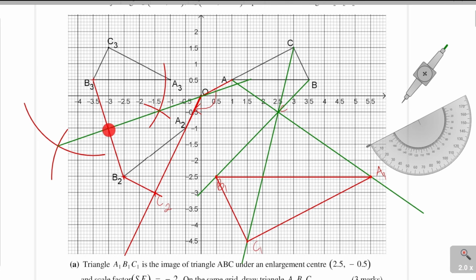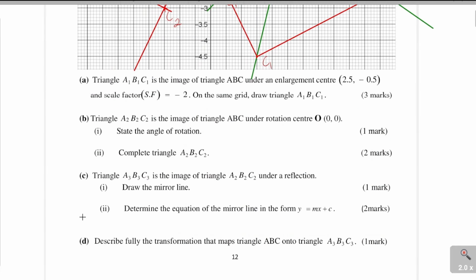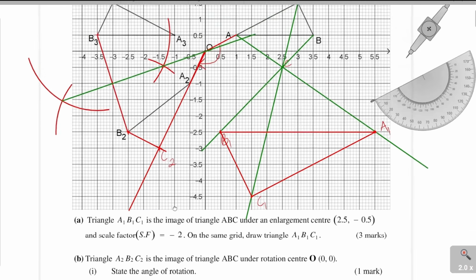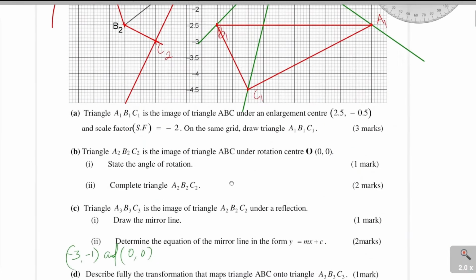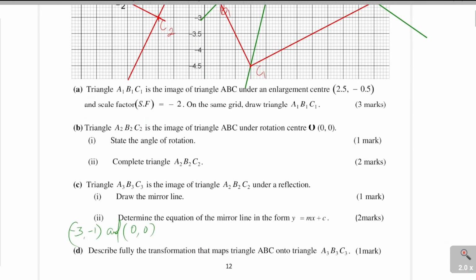So (-3, -1), and then another point on that line is (0, 0). Now with those 2 points, you get the equation. You know how to get the equation of a line? You start by getting the gradient. The gradient will be the change in y, which is 0 subtract -1, and the change in x, 0 subtract -3. And this will give a third. So that is the gradient.